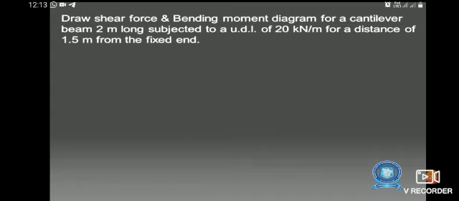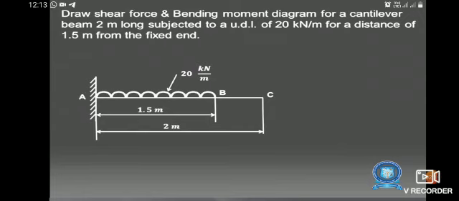We can draw the diagram. So that is the diagram. That is a cantilever beam. One end is fixed, another end is free. That type of beam is called a cantilever beam.